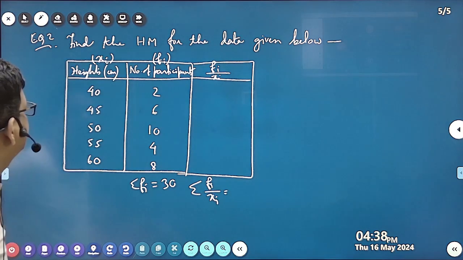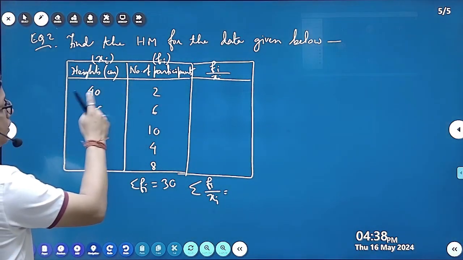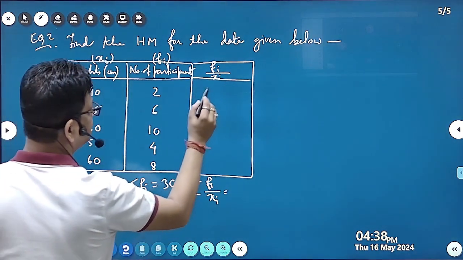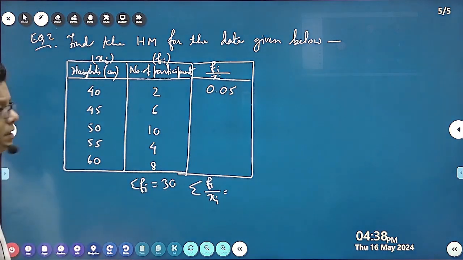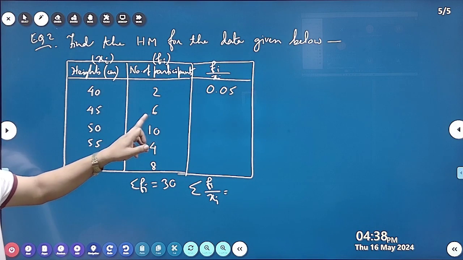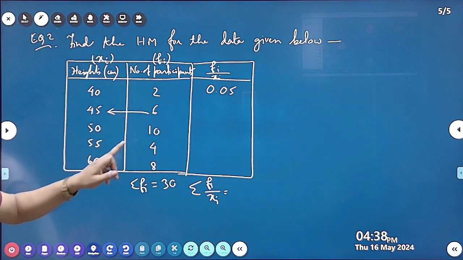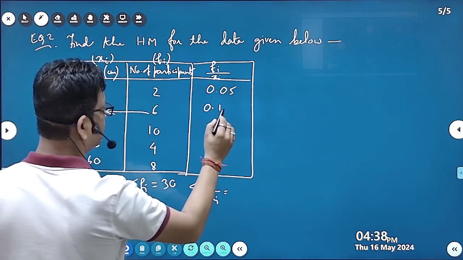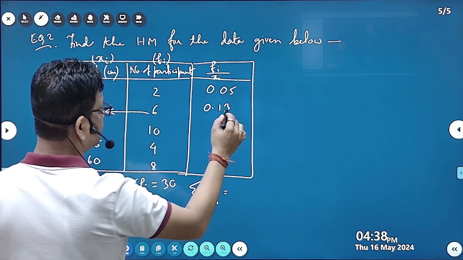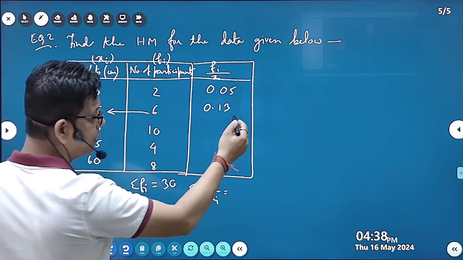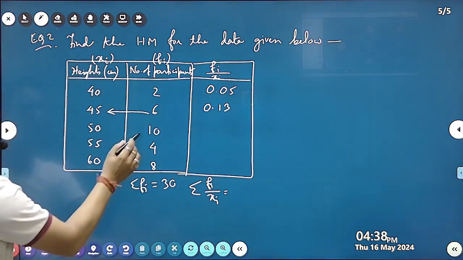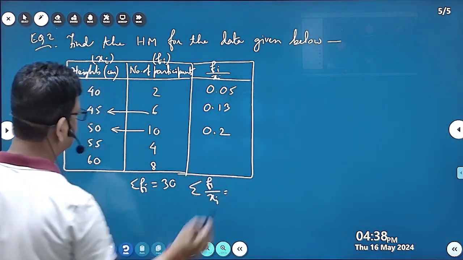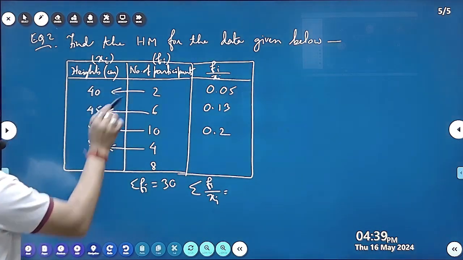Now fi by xi. So fi is 2, xi is 40. So 2 by 40, how much? 1 by 20, right? So 1 by 20 will be 0.05. Could you understand? So keep doing. Now the next will be 6 by 45. Find it. How much? 0.13. Next. Then it will be 10 by 50, which is 1 by 5, that means 0.2. This is 4 by 55.